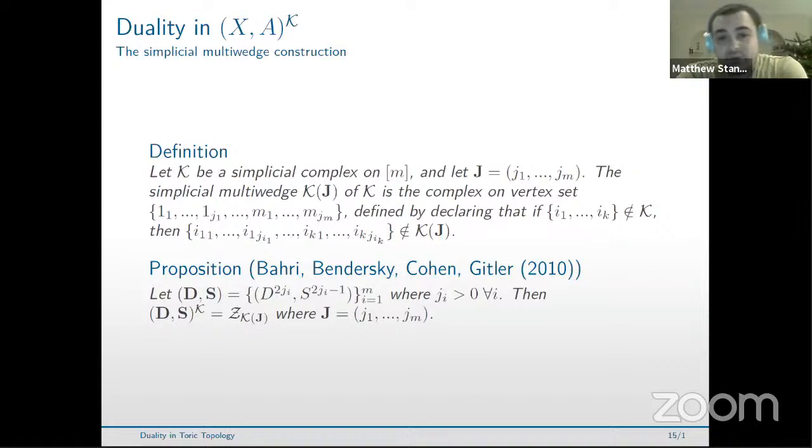So if you have a simplicial complex K, and you have an m-tuple of integers J where each of those integers is 1 or greater, then the simplicial multi-wedge of K on this m-tuple J is a complex which sits on the vertex set described there, which is 1 through j sub 1, all the way up to m sub 1 through m sub j_m. And it's defined by declaring what the missing faces are. So you say that if you have a missing face of K, then the corresponding subset of the vertex set just given is a missing face of K sub J.